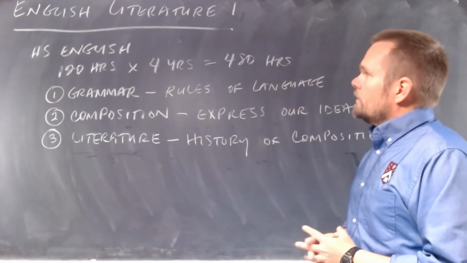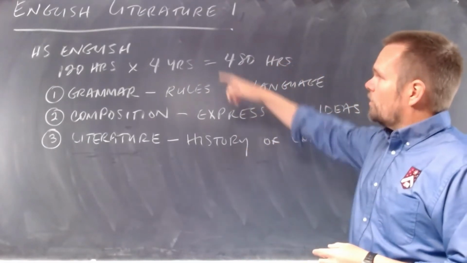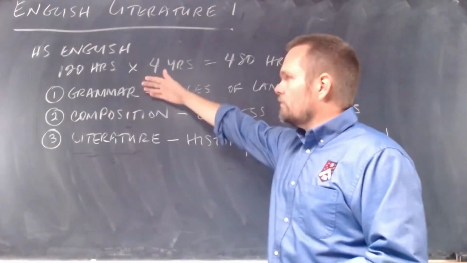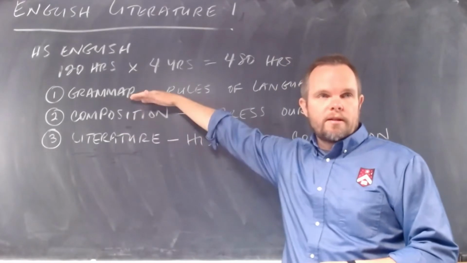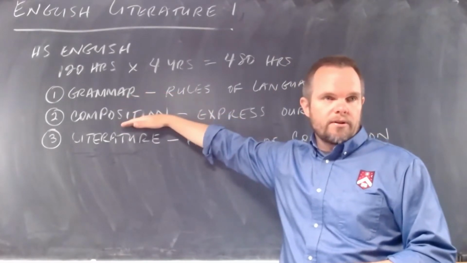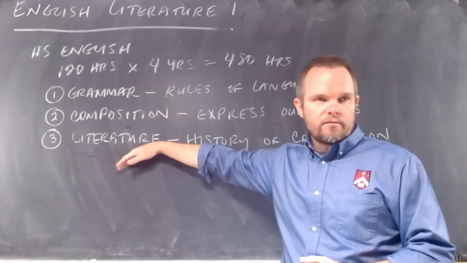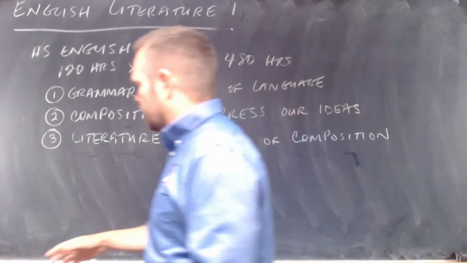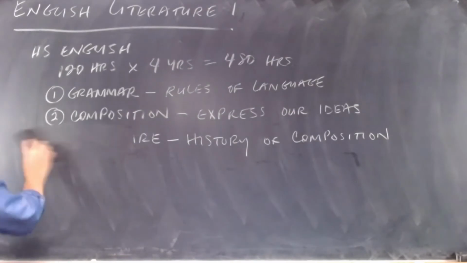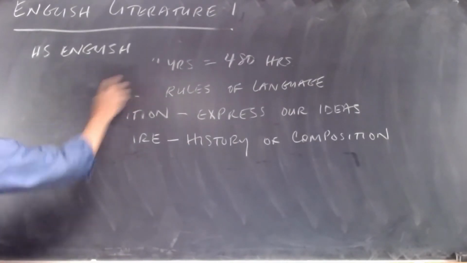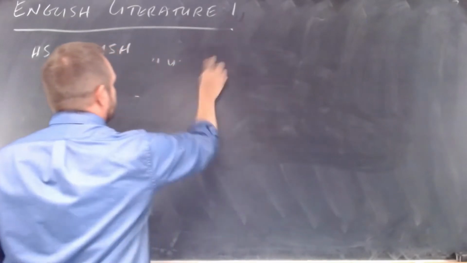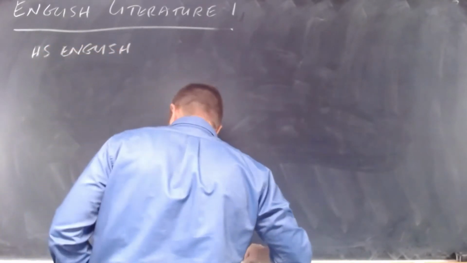So that's what we're going to work on in high school English. And in this course, English Literature 1, we're going to focus on literature. But we're going to refer to our studies in grammar and our work in composition as we study literature. So we have to do all 3. All right? And they all help each other. Now, as for literature, in high school English, we have 4 different courses. So let's talk about these 4 courses.